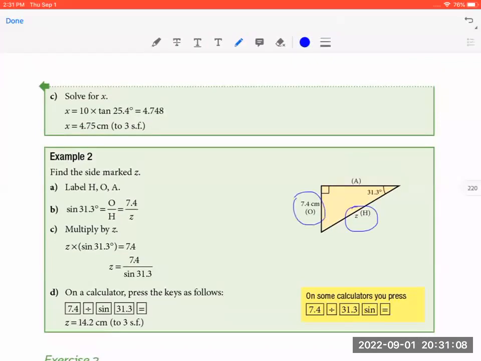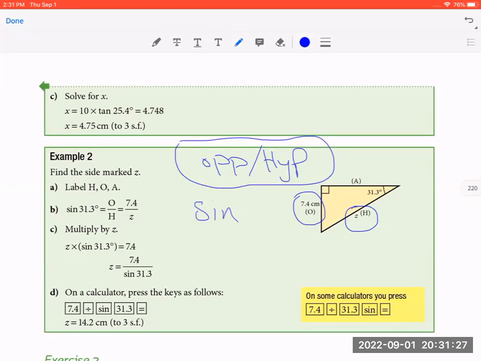And this one is the opposite. Can you tell me which rule should I use? Opposite is 7.4 and the hypotenuse is the one that I need. So which rule, sine, cosine, or tan, includes opposite and hypotenuse? Sine. Yes. So sine, what is the angle? What is the value of the angle? 31.3. Yeah, so sine 31.3 is equal to, what is the opposite?